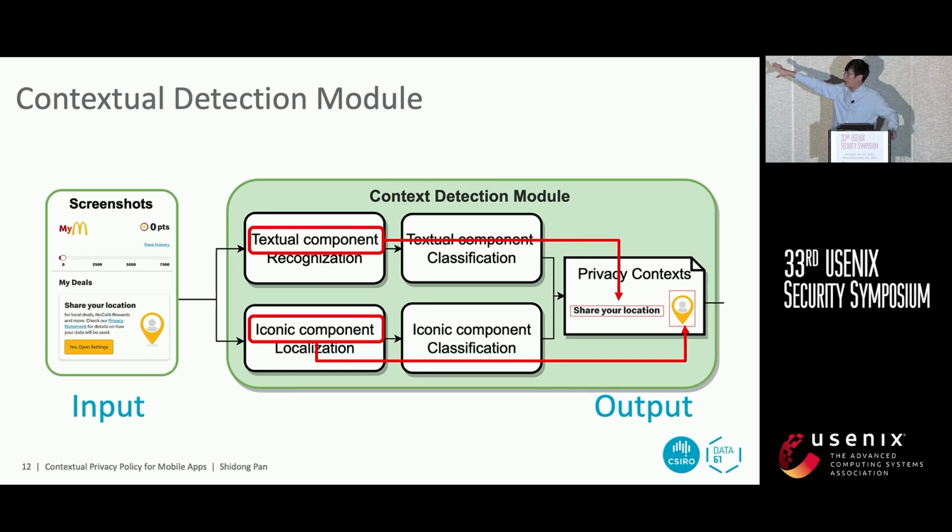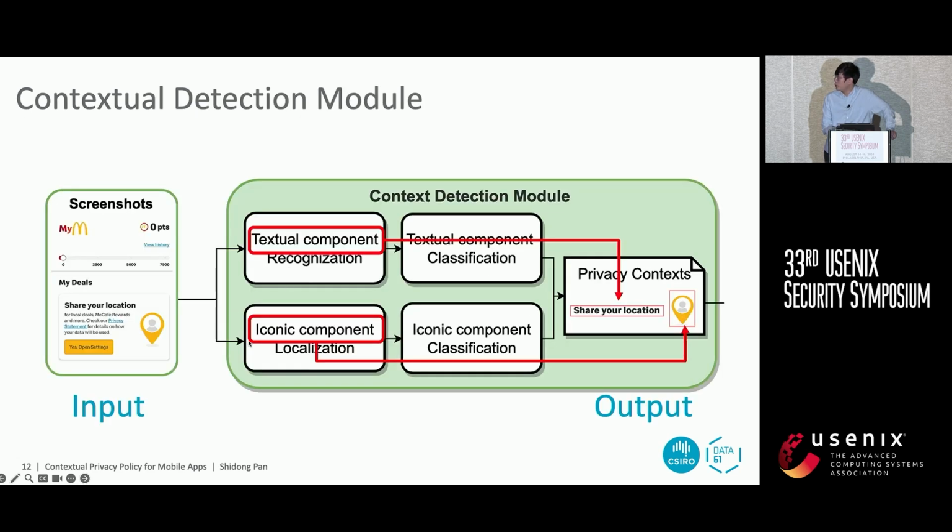So we first go to this context detection module. Our input is your UI. Here is a screenshot of your user interface. This can be any UI for your app. And then we adapt the computer vision techniques. We first detect all the textual components on your screen. We use the existing OCR techniques. And then we do the understanding of your textual component, and we can have something like this, share your location. So we can detect such textual component on this UI.